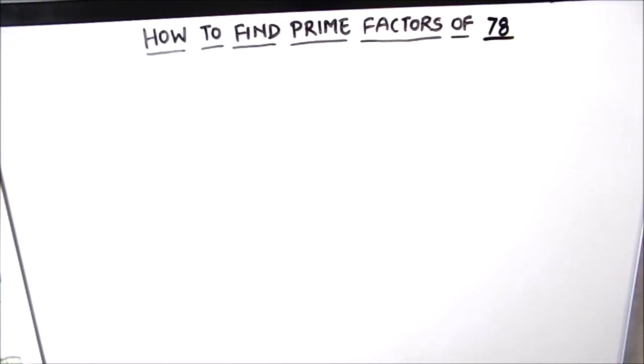Hello students, in this video we are going to learn how to find the prime factors of number 78 using the prime factorization method. In this method we divide the number by prime numbers and find the factors of the number.